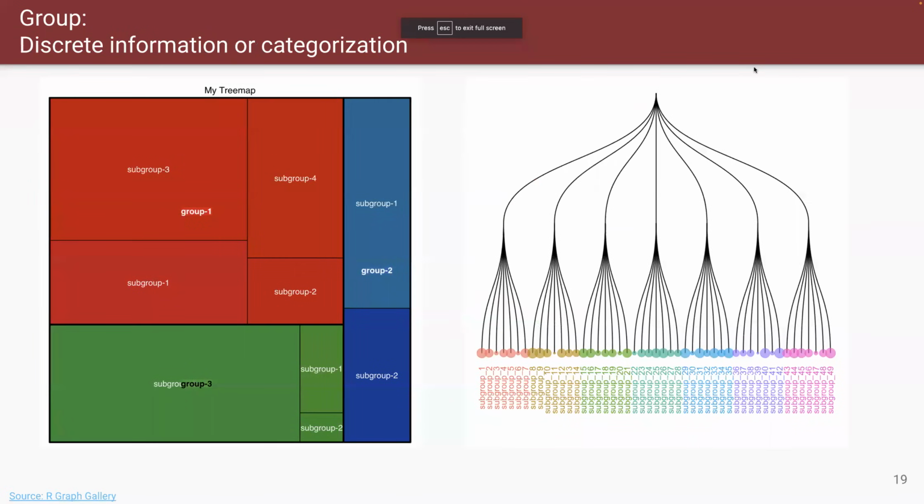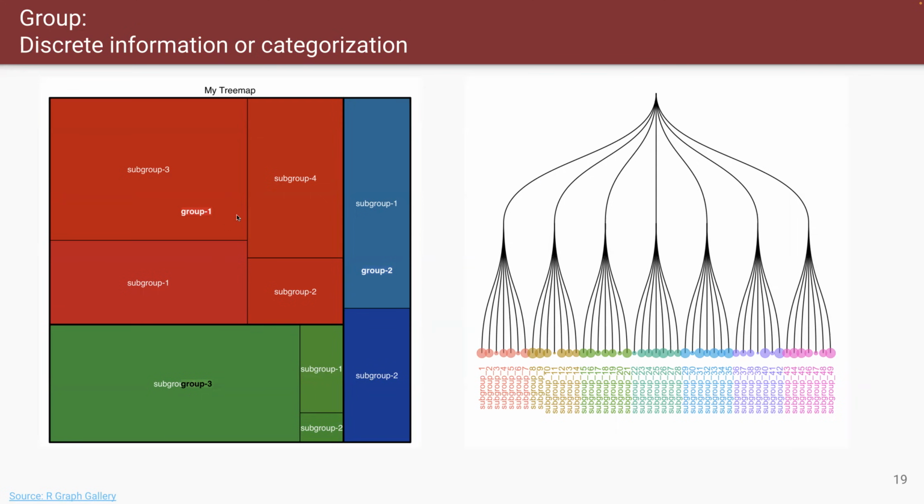Okay, so we have another visualization strategy to show groups. Groups normally have discrete information or categorization. And one of the things you can use is this tile style categorization. So if you look at the graph on the left side, this one contains 4 groups in this plot, right? So you can clearly see that there are 4 groups. So first, second, third, and fourth. Then you can see that there are some subgroups, right?